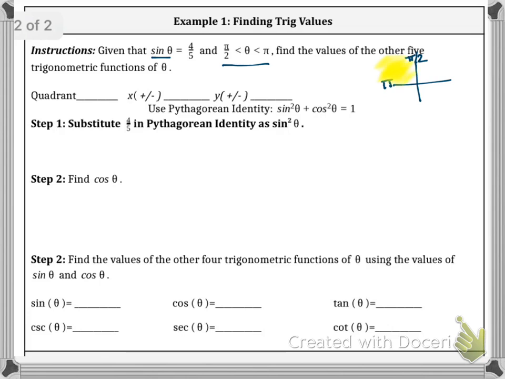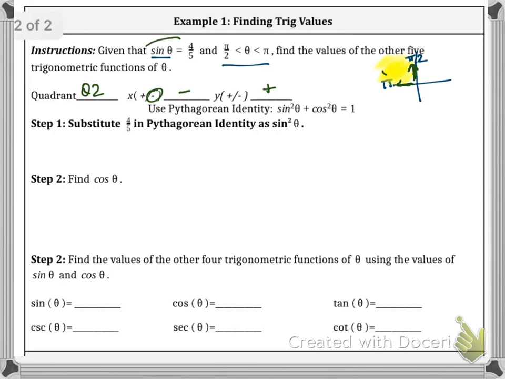So if you think about it, why is this important? This is important because it tells us what signs our x and y values are. Knowing that I'm in this quadrant, my x values are going to be negative, and my y values, because it's up here, are going to be positive. So we're in quadrant 2, and we know that our x values are negative and our y values are positive.